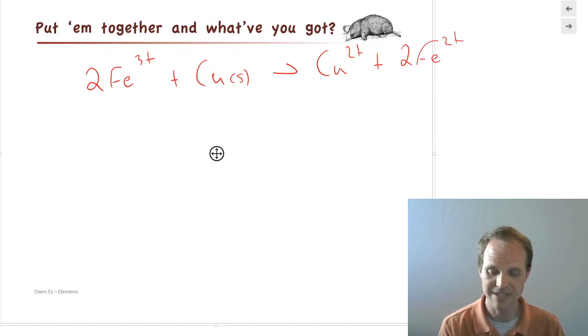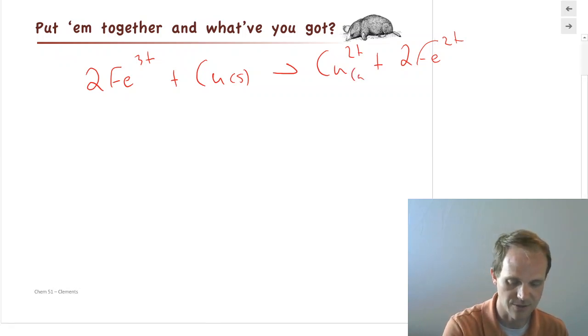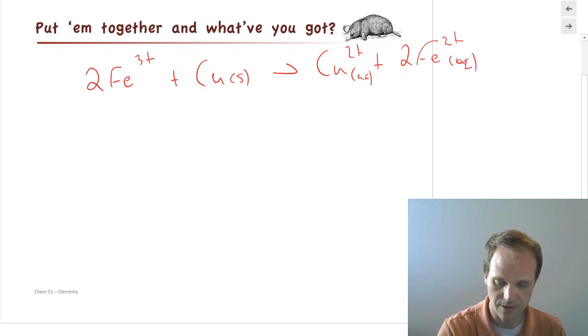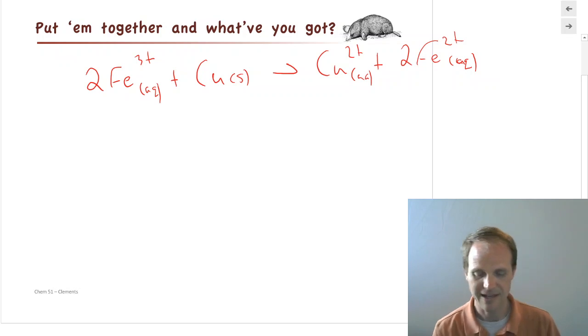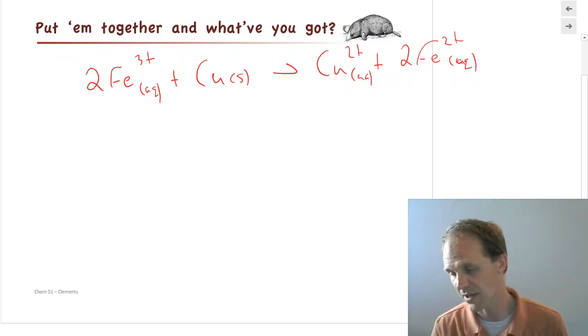Hopefully you came up with reduction. And we've got Cu solid going to Cu 2+. That is an oxidation. We should put our phases over here just to be thorough. Okay, so we've got copper being oxidized, iron being reduced.